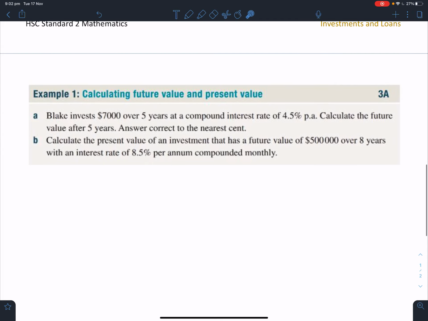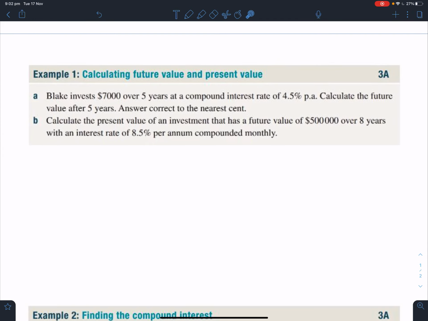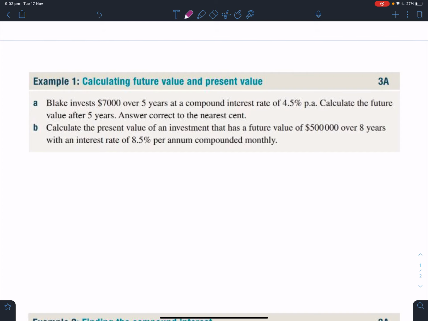Now, let's have a look at this first example. It says Blake invests $7,000 over 5 years at a compound interest rate of 4.5% per annum. Calculate the future value after 5 years. Answer correct to the nearest cent. So he's investing $7,000, 5 years, 4.5% per annum. They haven't said how it's compounded, so we assume that it's annually.